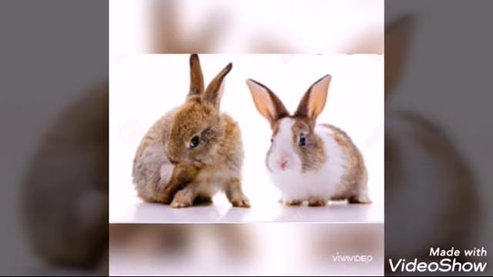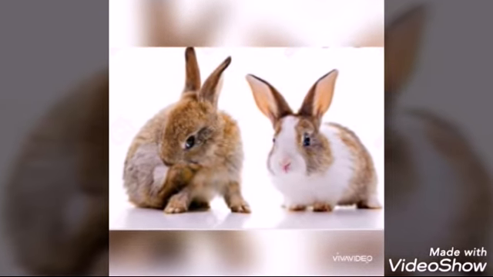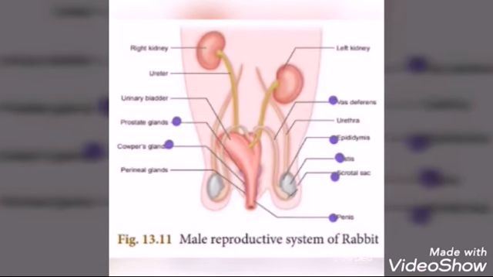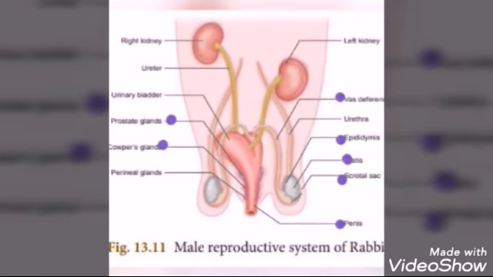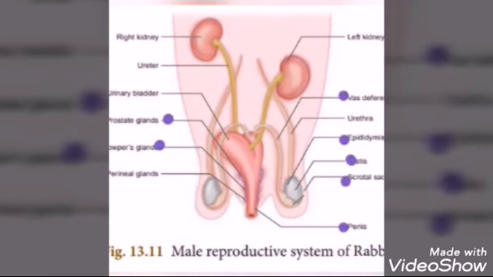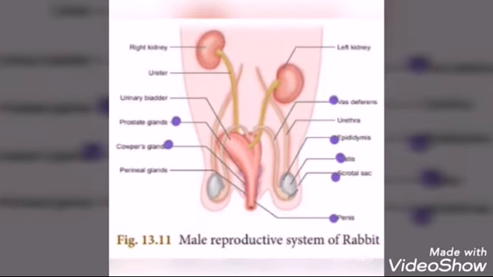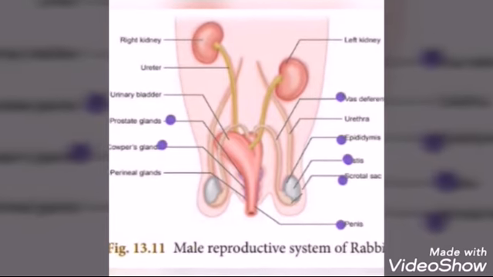Sexual dimorphism is exhibited in rabbit. It means male and female sexes are separate and are morphologically different. Now we are going to discuss about male reproductive system. The male reproductive system consists of the following parts: testis, vas deferens, epididymis, seminal vesicles, ejaculatory duct, prostate gland, Cowper's gland and urethra. Now we are going to study all the parts one by one.